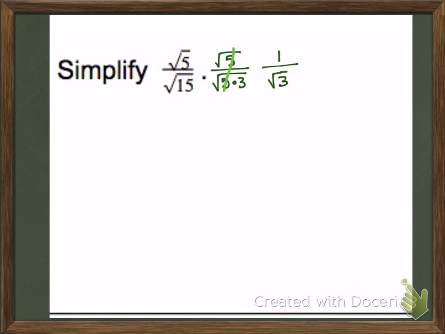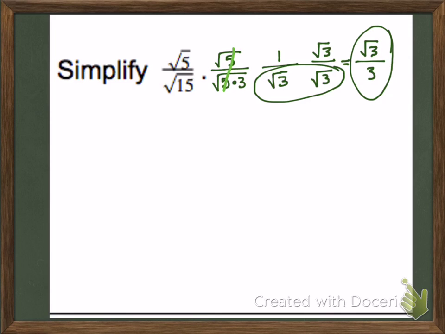I don't want the radical sign in the denominator, so I'm going to multiply by a fraction equivalent to 1 whole. In the numerator, then, I have the square root of 3, because the square root of 3 times 1 is just the square root of 3. And that square root of 3 times itself will undo the square rooting and give me just 3. So that is the square root of 3 over 3.